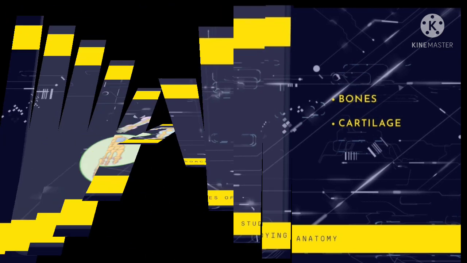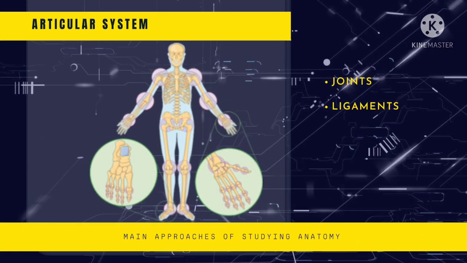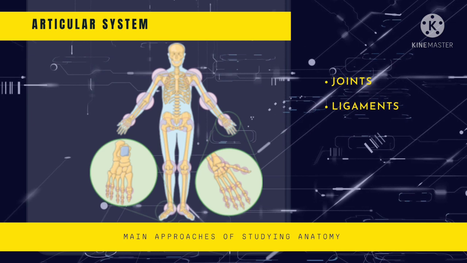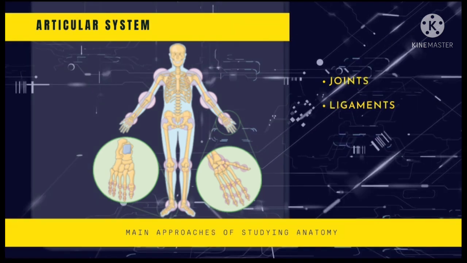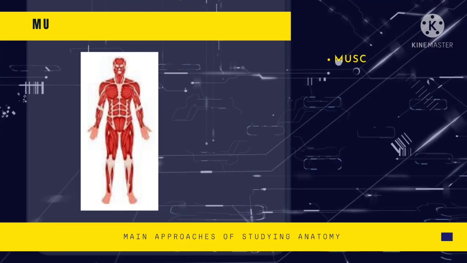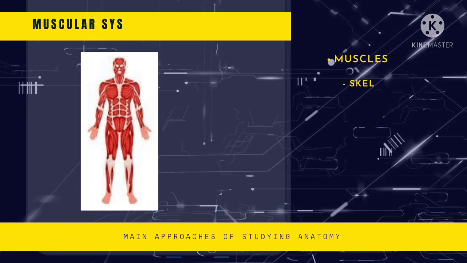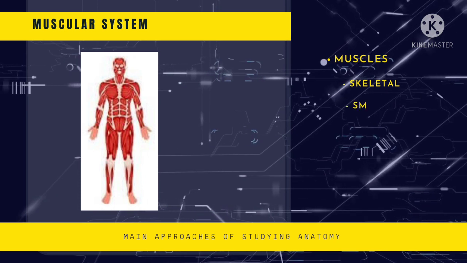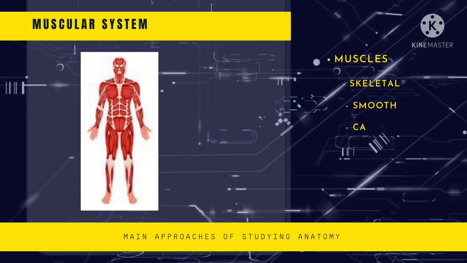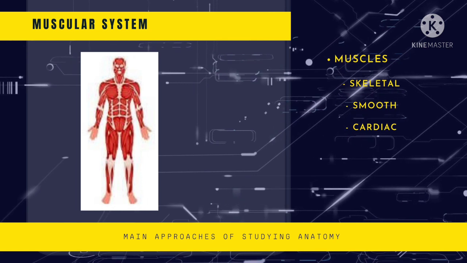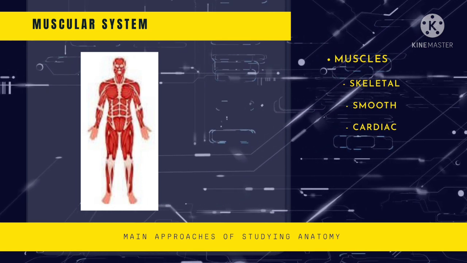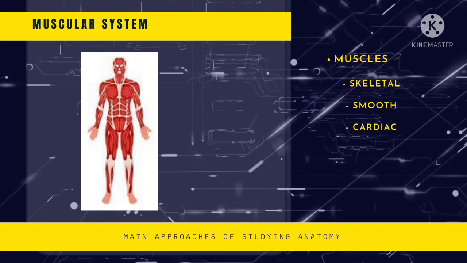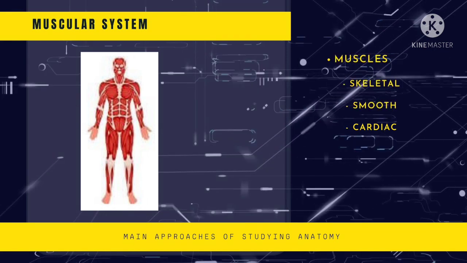Next is articular system. It consists of joints and their associated ligaments, connecting the bony parts of the skeletal system and providing the sites at which movements occur. Muscular system consists of three kinds of muscles: skeletal, smooth, and cardiac muscle. Skeletal muscles contract to move or position parts of the body, whereas smooth and cardiac muscle propel, expel, or control the flow of fluids and contained substances.